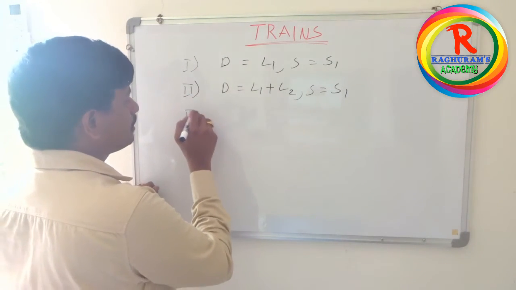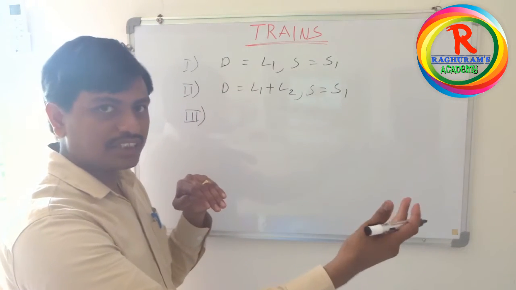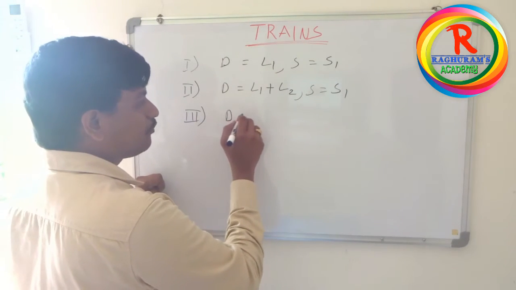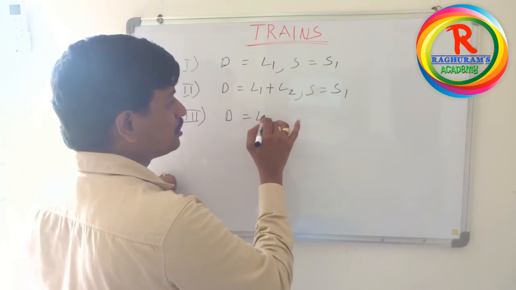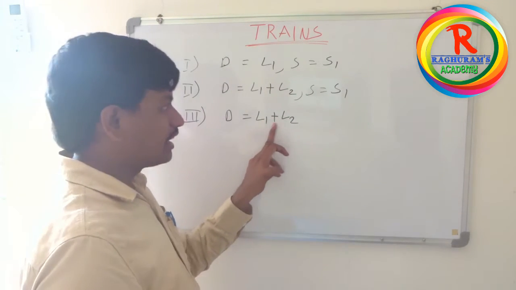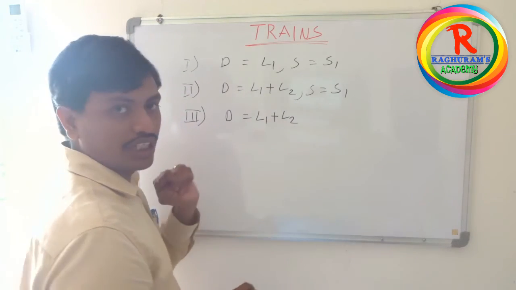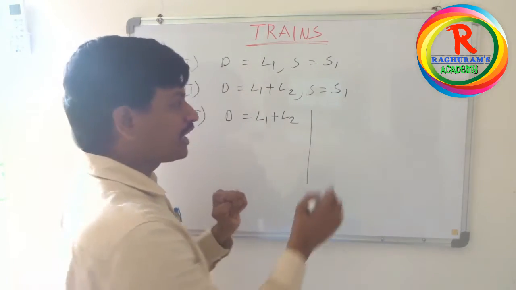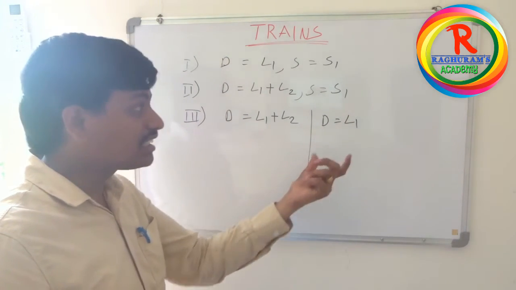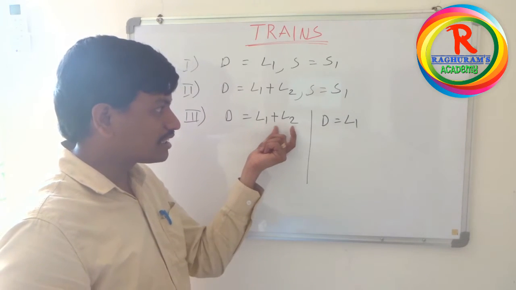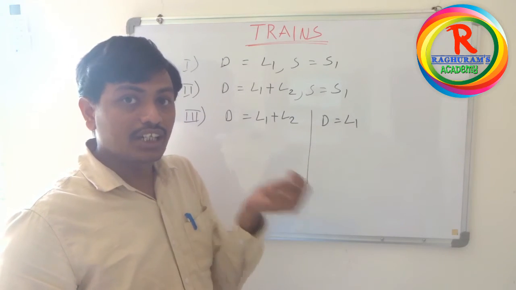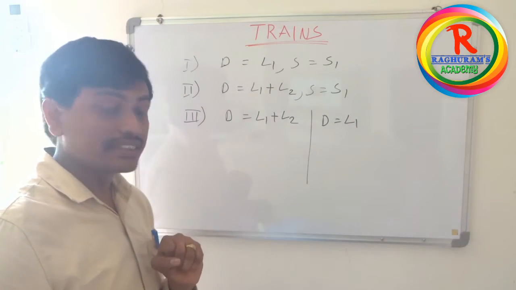And the third type, some other object, which can be a train, is coming in the opposite direction or the same direction. Anyway, we take the distance as L1 plus L2, where L1 is the first train length and L2 is the second train length. Suppose it is an object, we take the distance as only L1, the train length. We don't consider the length of the object. Remember, this is the second train, and here the object. For the object we take the length as 0.